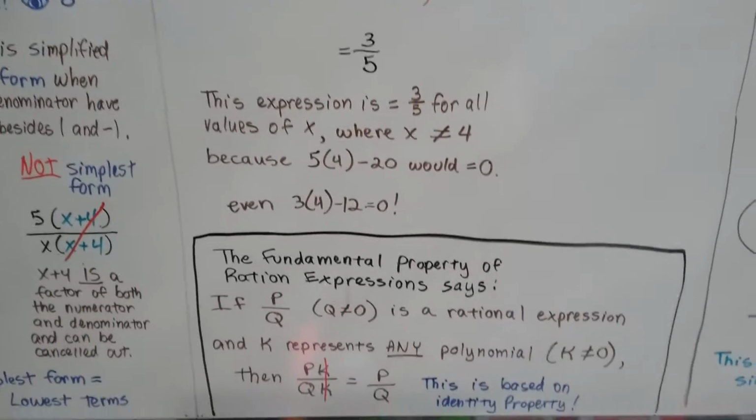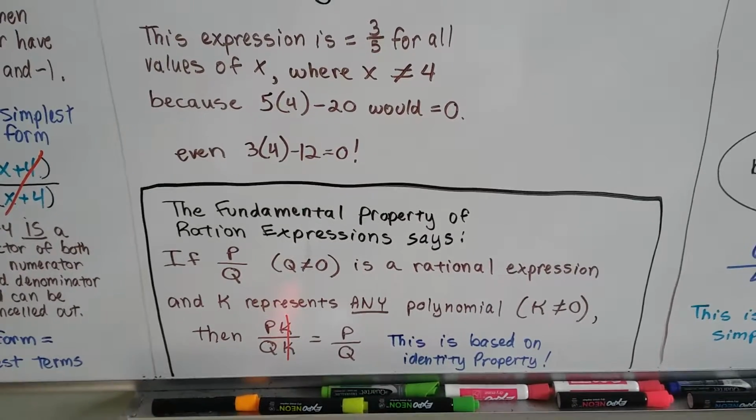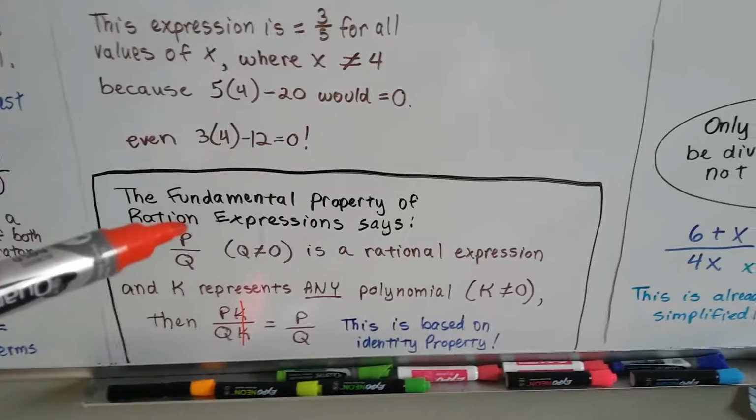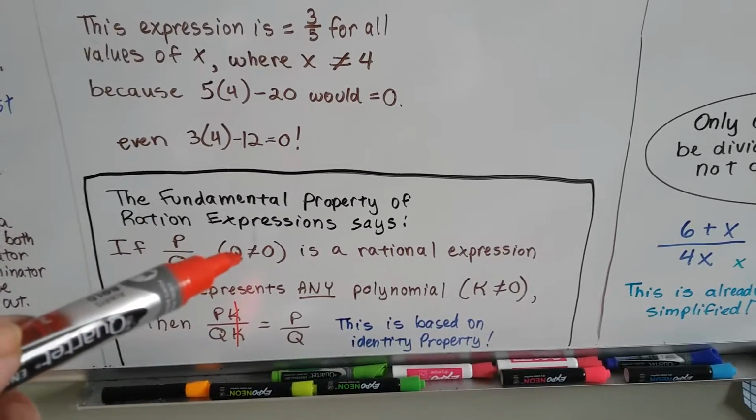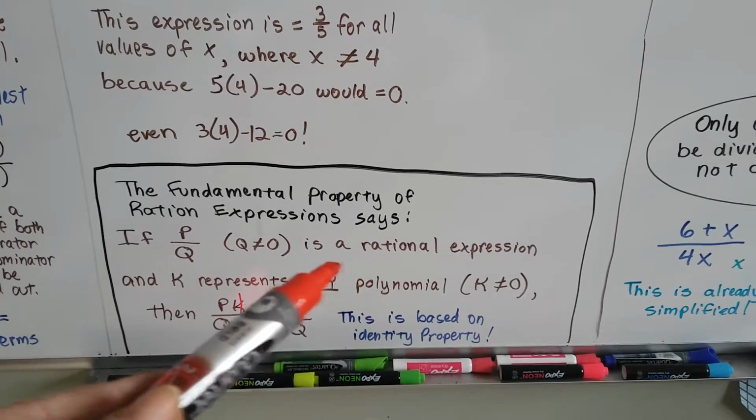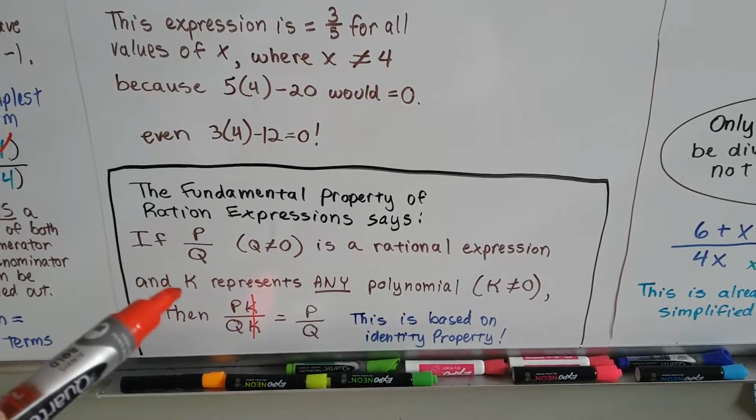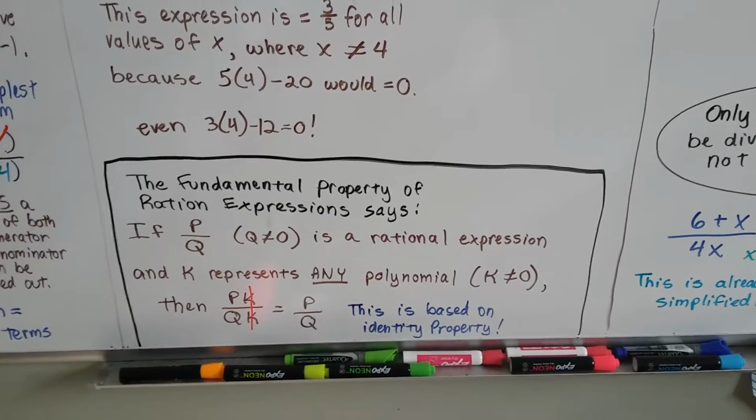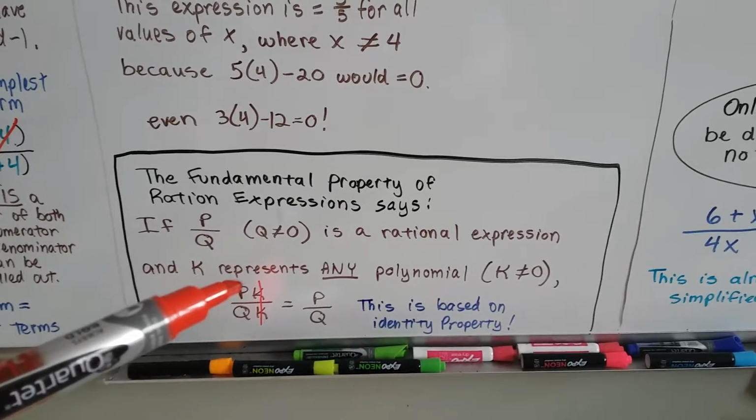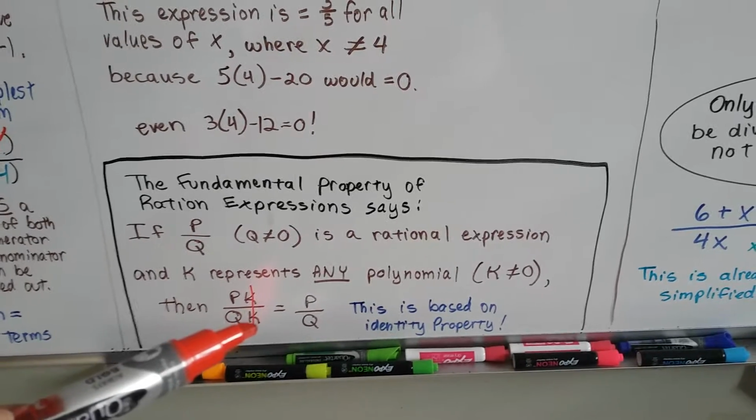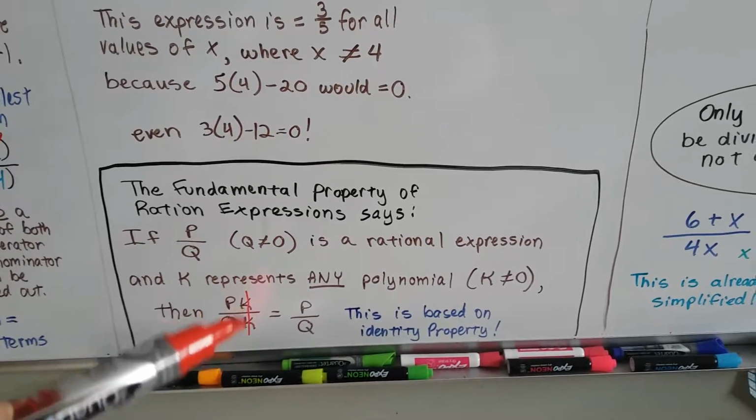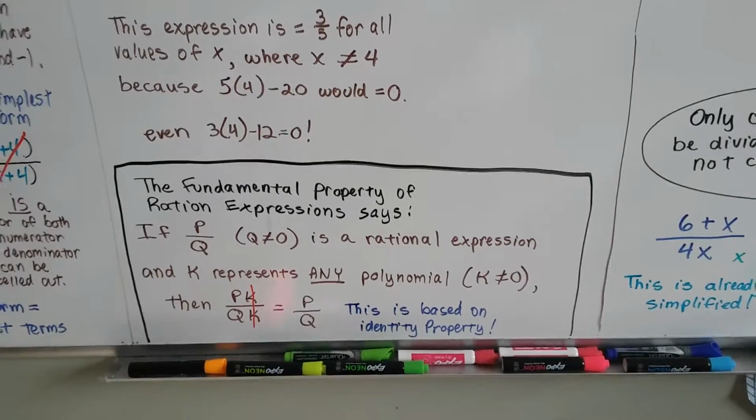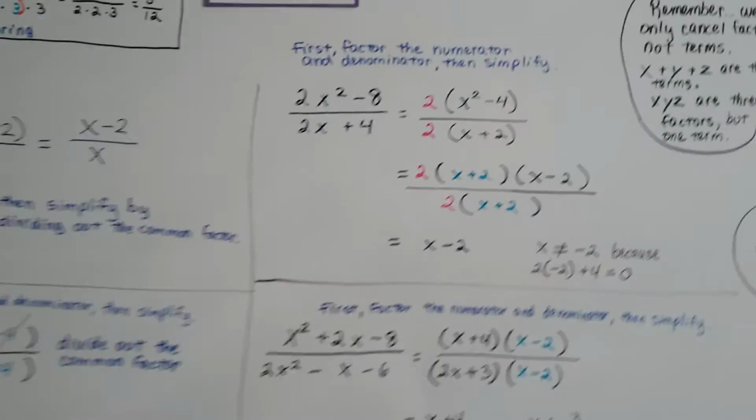Okay? And the fundamental property of rational expressions says if we have p over q, as long as q doesn't equal 0, this is a rational expression, and if k represents any polynomial, as long as k doesn't equal 0, then if we have p times k over q times k, we can cancel these k's out and just have p over q. And it's based on the identity property, all right? So let's look at this one.